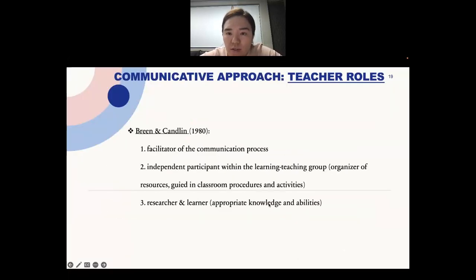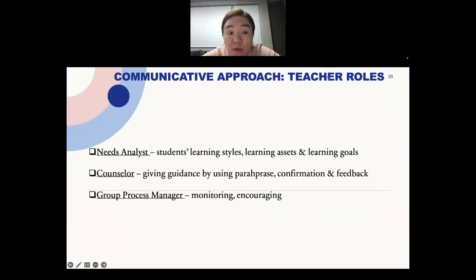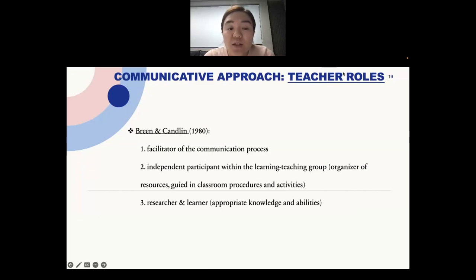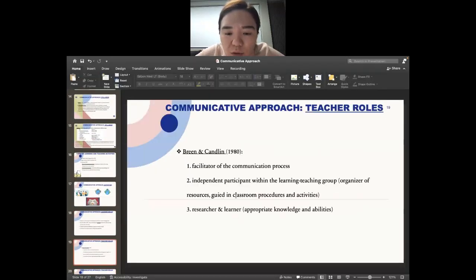The next one. Let's also discuss teacher roles, which were proposed by Breen and Candlin in 1980. The teacher is a facilitator of the communication process, the person who makes the learning process easier by explaining and supporting learners. Then the teacher is an independent participant within the learning-teaching group, organizer of resources, guide in classroom procedures and activities, and researcher and learner who has appropriate knowledge and abilities to organize the class.